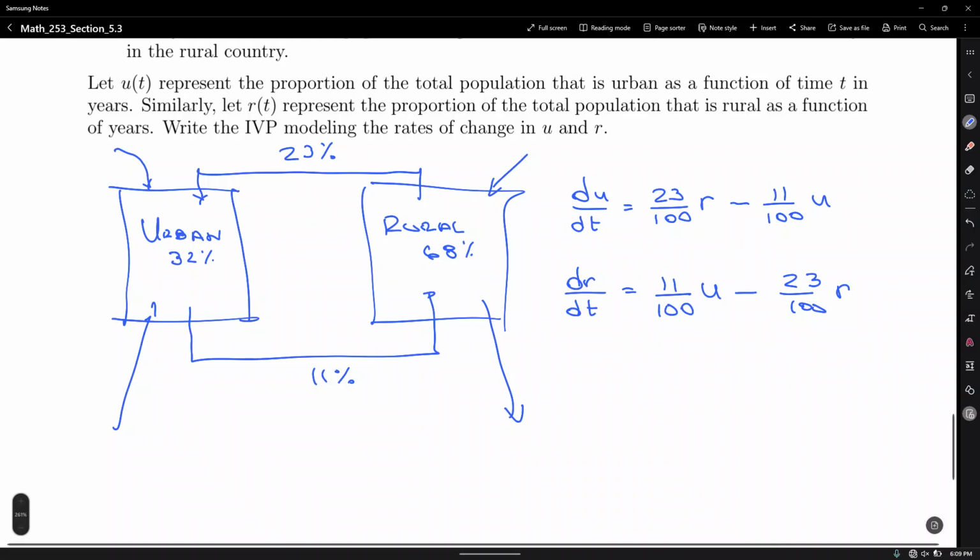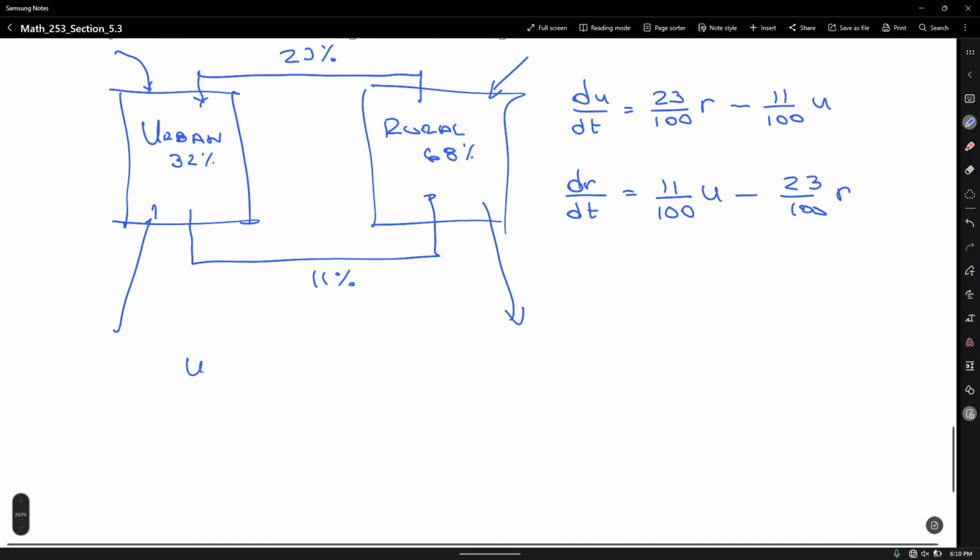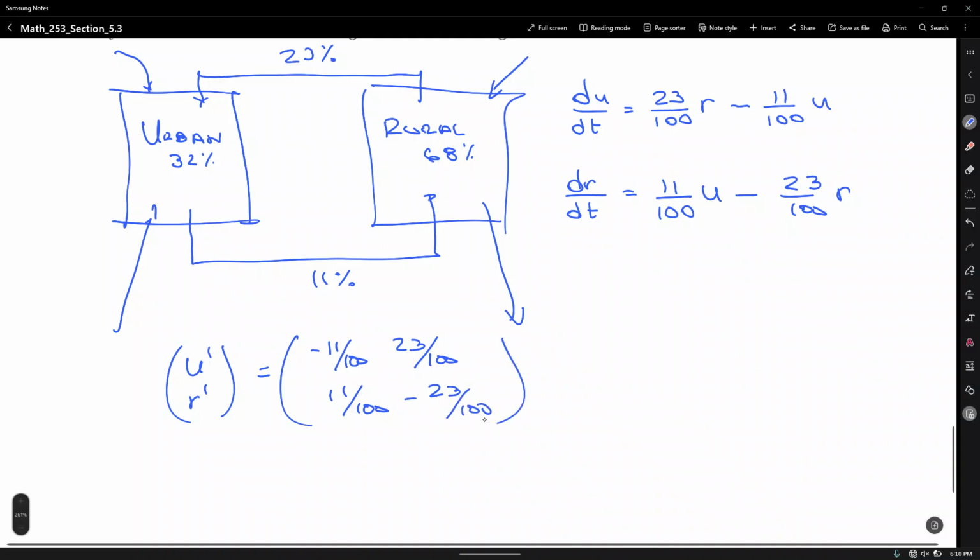All right. In matrix form, U prime, R prime equals, okay, careful. U goes first, R goes afterwards. Negative 11 over 100, 23 over 100, and then 11 over 100, negative 23 over 100. And that's the system. Oh, wait. U of 0, R of 0. They're asking us to set up an initial value problem, an IVP. That is, we need initial conditions.